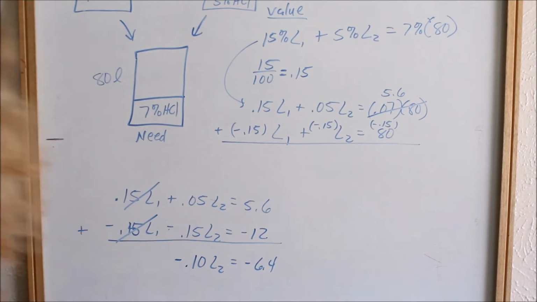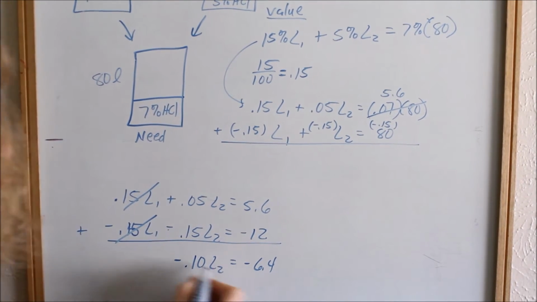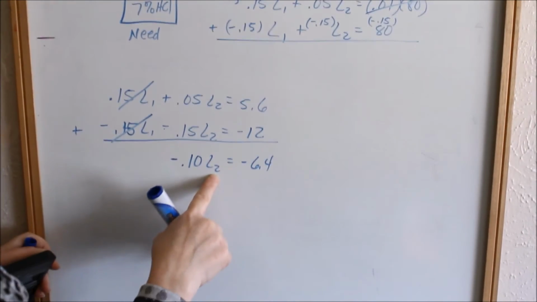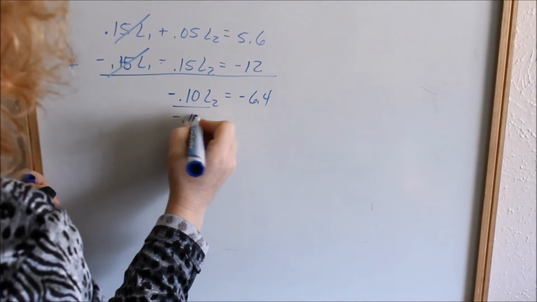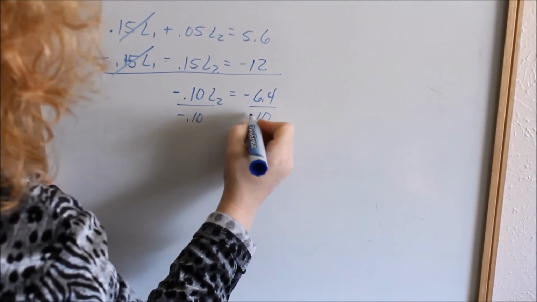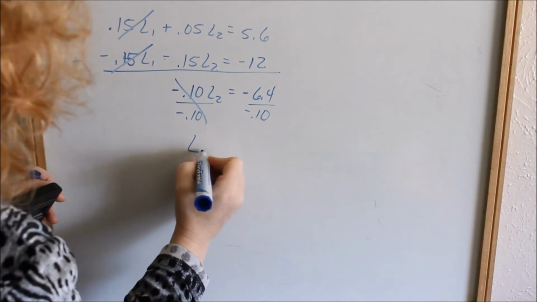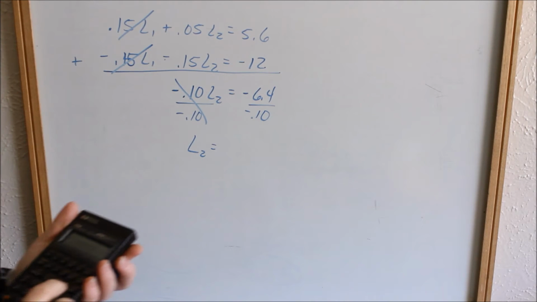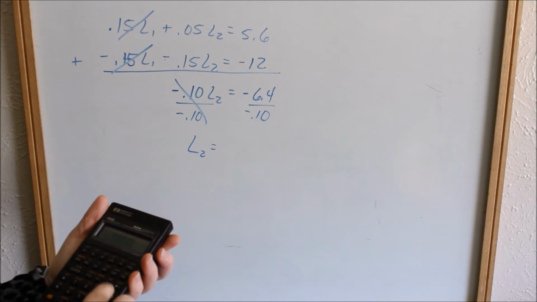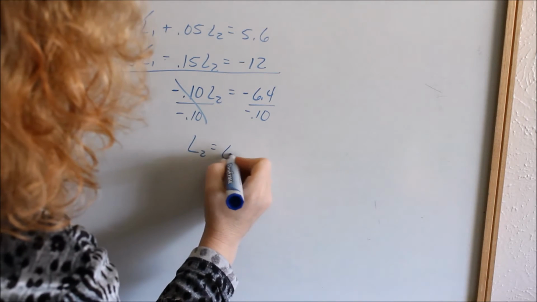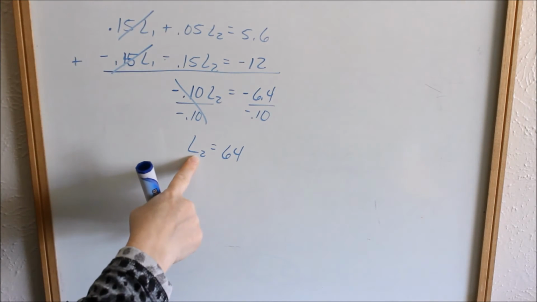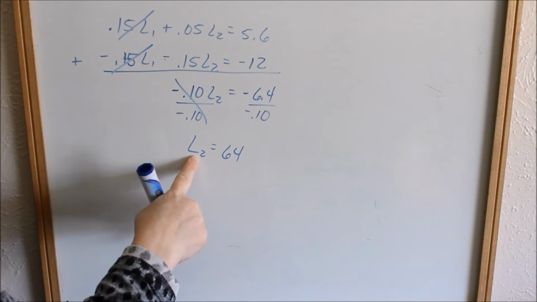These answers should come out positive. This is good. Now I'm solving for L2, so I'm dividing both sides by negative 0.10. Your answer should come out positive. Negative divided by negative is a positive. So that is 64. And the units are important in these problems.